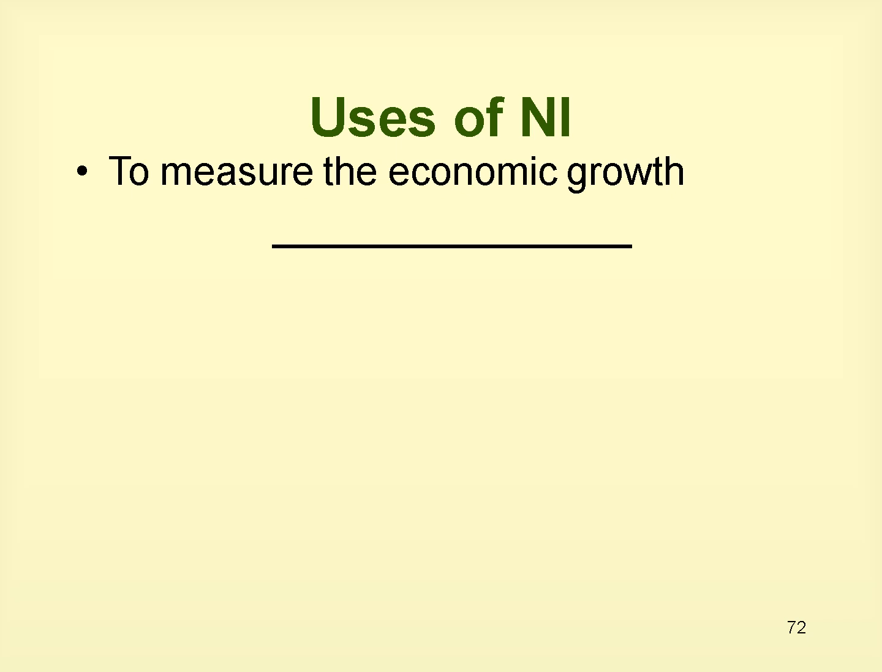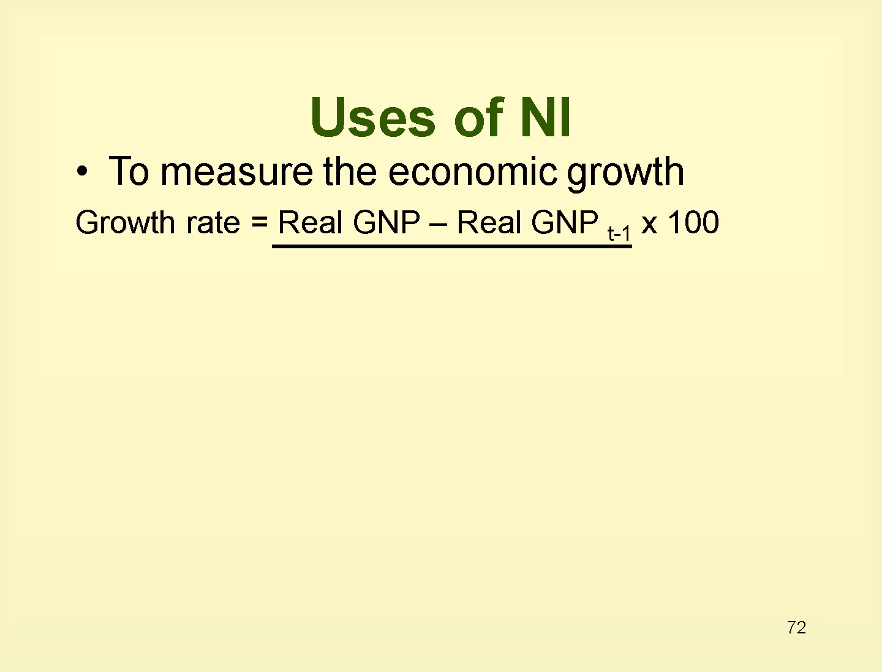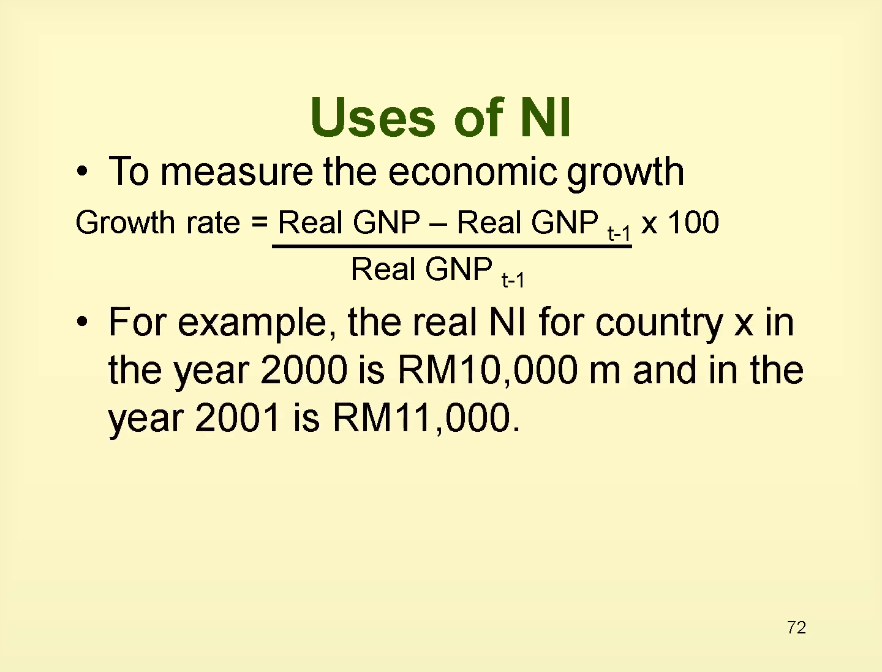Uses of national income. You calculate the national income, so what is it for? The first purpose is to measure the economic growth. The growth rate is real GNP 1 minus real GNP 0, divided by real GNP 0, times 100.